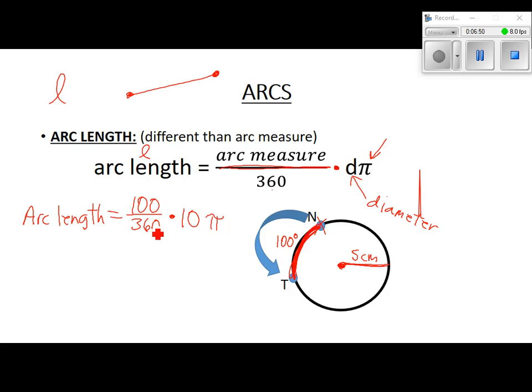So you do 100 divided by 360, then times 10 times pi, and that's going to tell you the length in centimeters, inches, whatever it happens to be. In this case, it happens to be centimeters. So that's going to tell you, if you walk from this point to this point, how many centimeters you would walk.